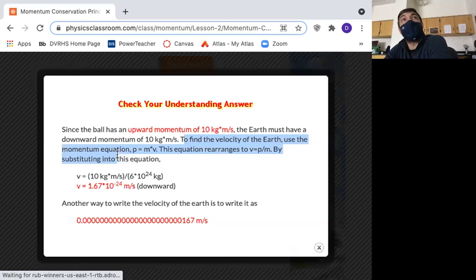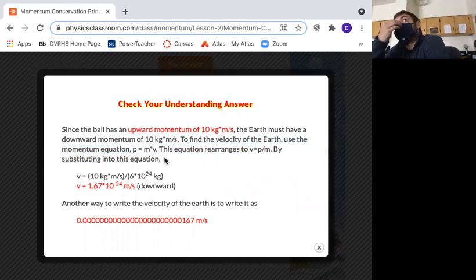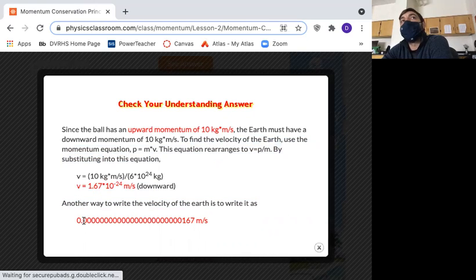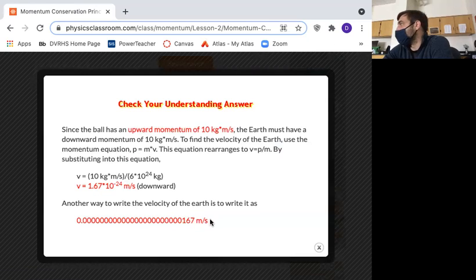To find the velocity of the Earth, use the momentum equation p equals mv. This equation rearranges to v equals p over m. By substituting into this equation our 10 kilogram meters per second and our mass of the Earth, 6 trillion billion kilograms, it looks like, 6 times 10 to the 24th, we get a velocity of 1.67 times 10 to the negative 24th meters per second downward. Another way to write the velocity of the Earth is to write it as about 21 zeros and then 167 meters per second.